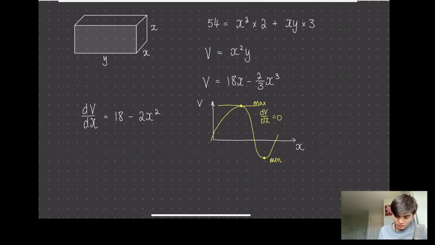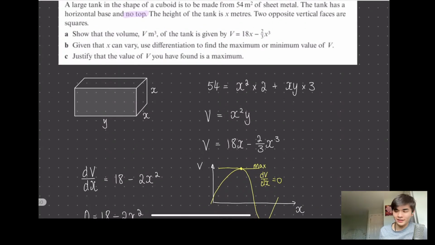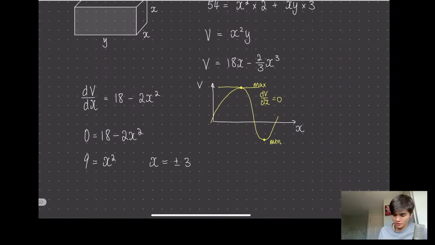So to find the minimum or the maximum, we're going to pop that equal to 0. So 18 minus 2x squared. It's going to leave us with 9 equals x squared. If I square root both sides, I find that x equals plus or minus 3. However, it's a tank. x can't be negative, so we're going to eliminate that, and we're just going to finish with x equals 3.